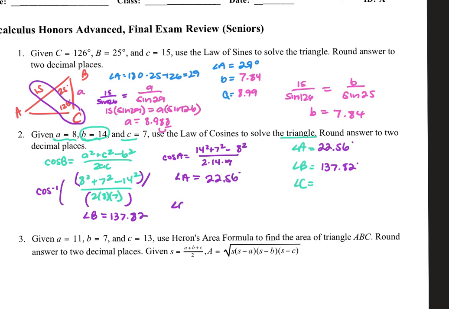And then to find angle C, I can subtract the other 2 from 180. So 180 minus 137.82 minus 22.56, and I get 19.62 degrees.